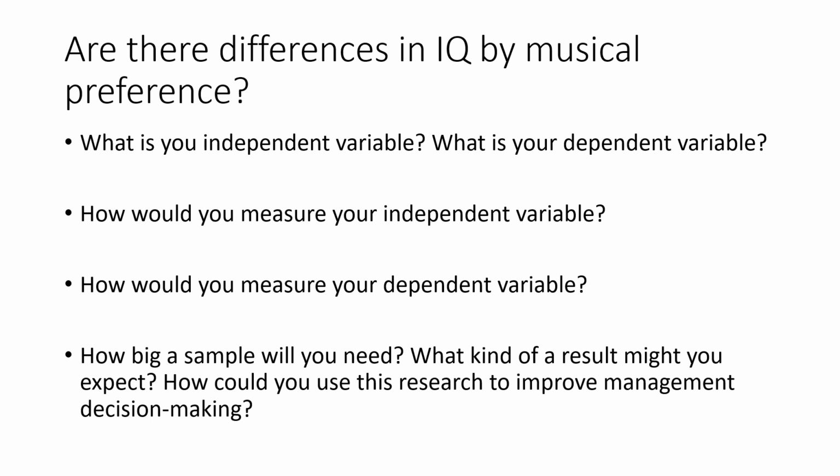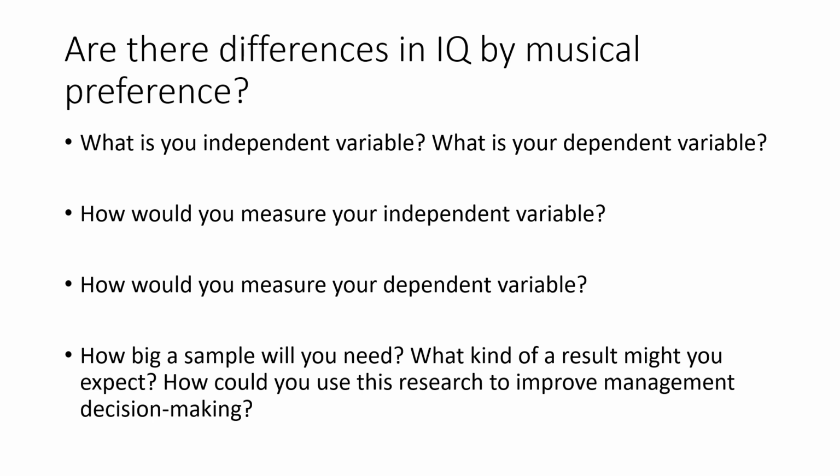Same way, we could look at whether you prefer rock and roll, whether you prefer heavy metal, whether you prefer classical or jazz, etc. And our dependent variable would be IQ or intelligence or G. There are various ways you can describe this. And how would you measure your dependent variable? Well, there's any number of IQ tests that you could administer to individuals in order to determine their intelligence.